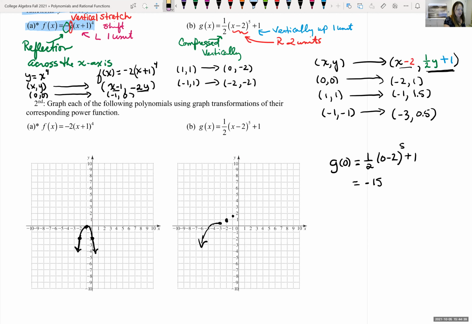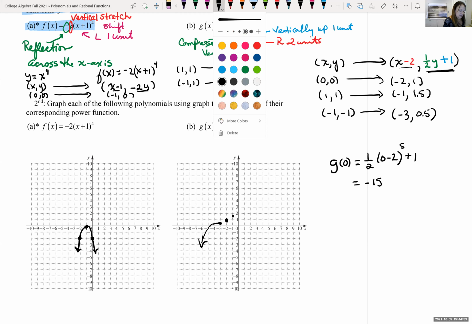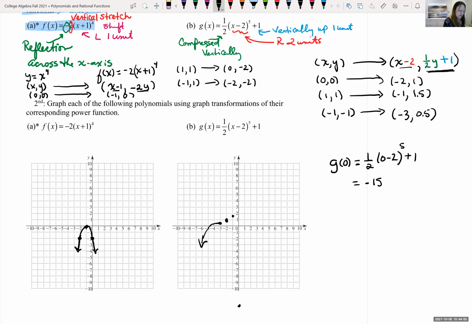So I'm getting -32 or -15. So that's way down here, which just doesn't make sense to me. So I'm thinking I'm doing something wrong. Unless it's coming back up around, because that should be shooting off to positive infinity as we go to positive infinity.